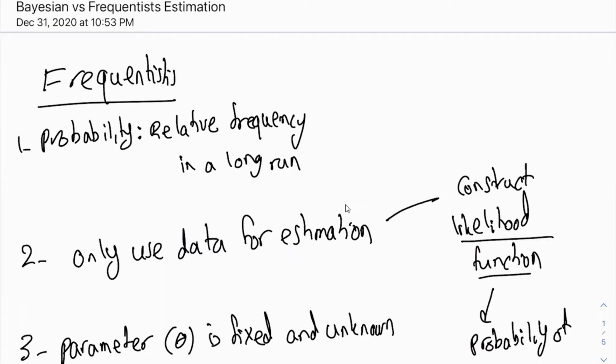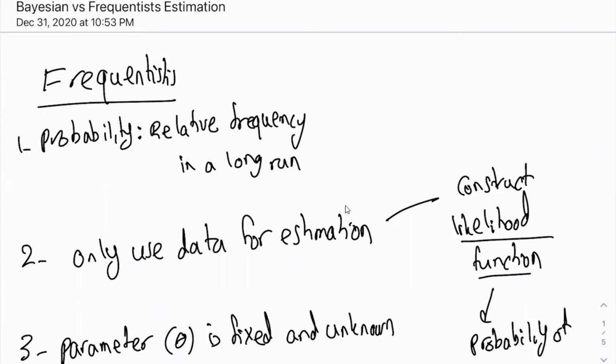Now let's start with the frequentist approach. Bayesian and frequentist have some subtle differences in how they define some concepts. One of these concepts is probability. Frequentists define probability as the relative frequency of an event in the long run. For example, what do I mean by that? Let's say you want to calculate the probability of heads in a fair coin.